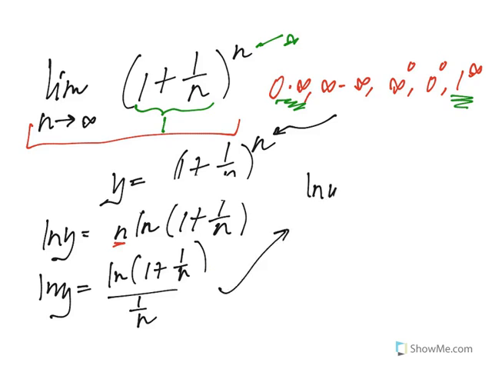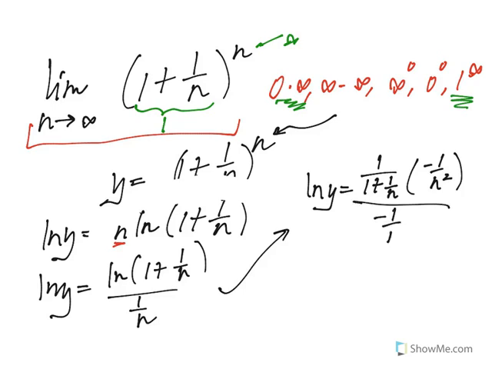Now this is still set equal to the natural log of y, but when I take the derivative of the top, I get 1 over what I am logging, times the derivative of what I'm logging, which of course is 0 plus, that's negative n to the negative 2, otherwise known as negative 1 over n squared.